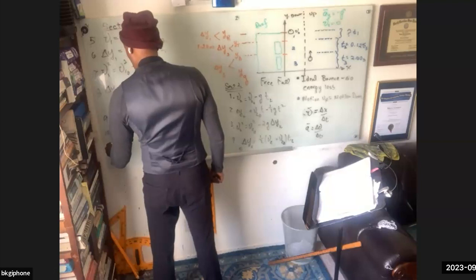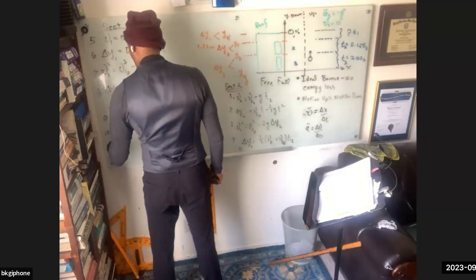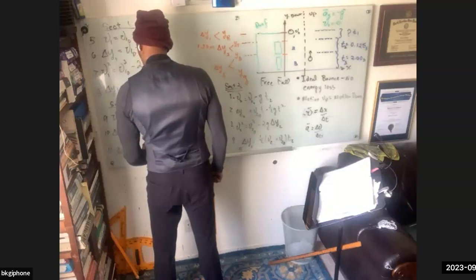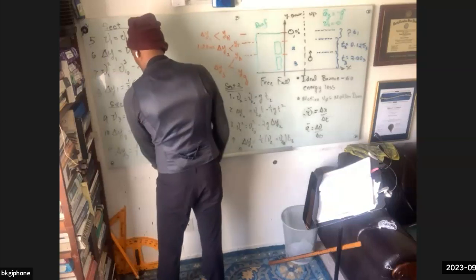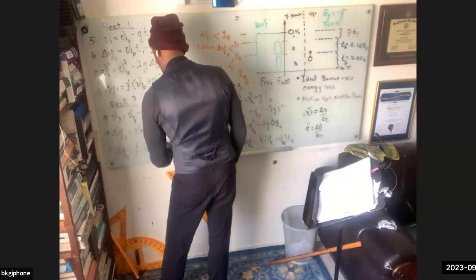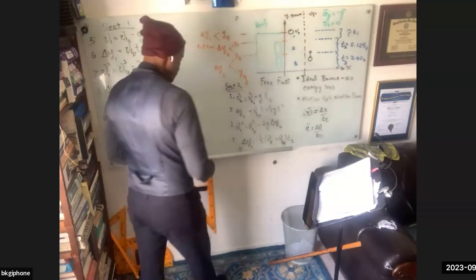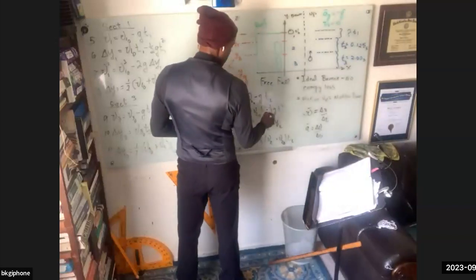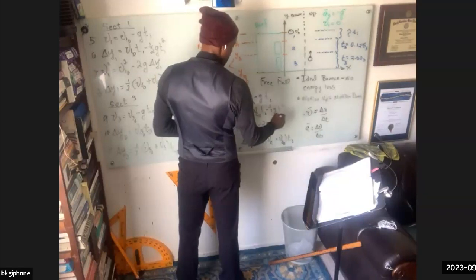And then delta Y3 equals 1/2 V3 naught plus V3 times T3. This is 1. This is section 2 and 2.